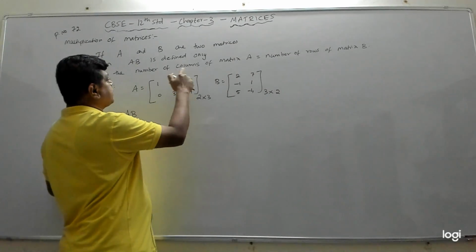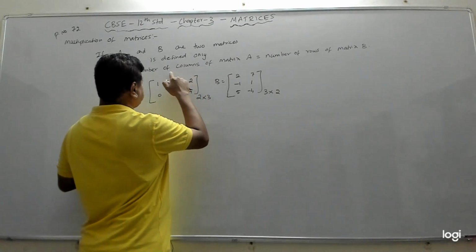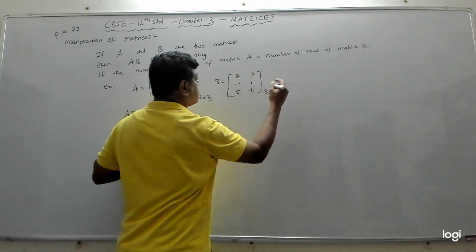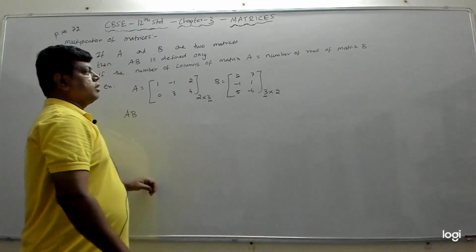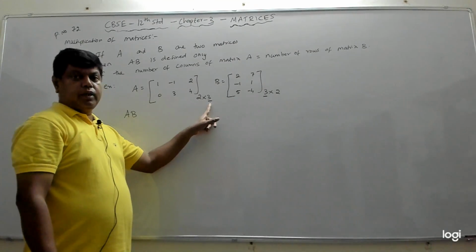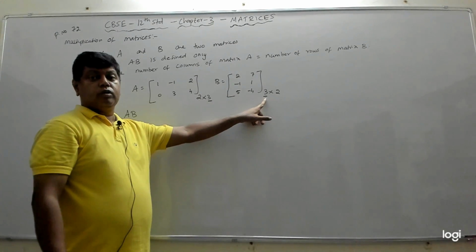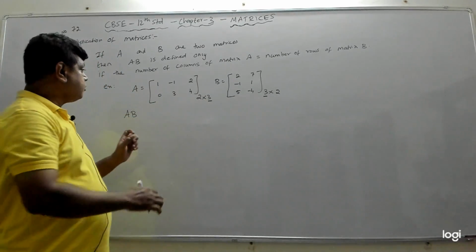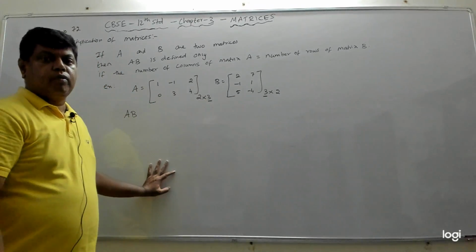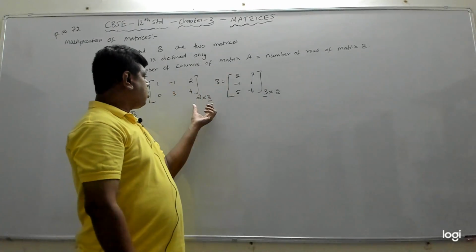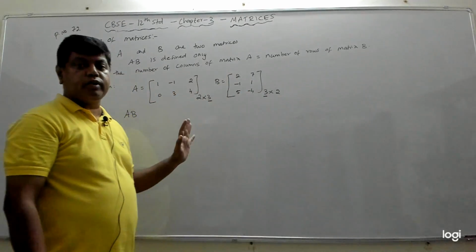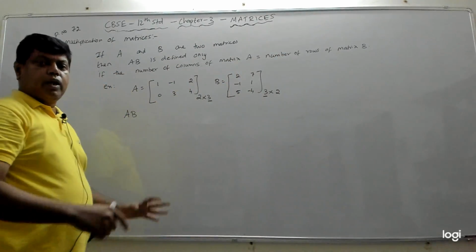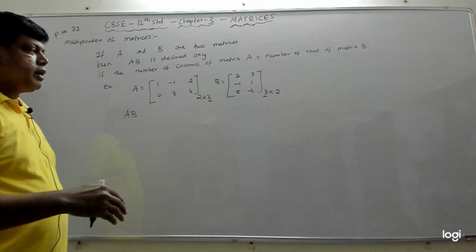Now we will check the condition first. The number of columns of matrix A, which is 3, is equal to number of rows of matrix B, which is 3. It is matching with the number of rows of matrix B, which means we can do matrix multiplication, A into B. The order is 2 cross 3 and 3 cross 2. The order is different. But as long as this condition is satisfied, then we can multiply A with B.